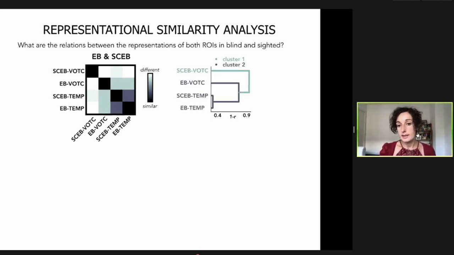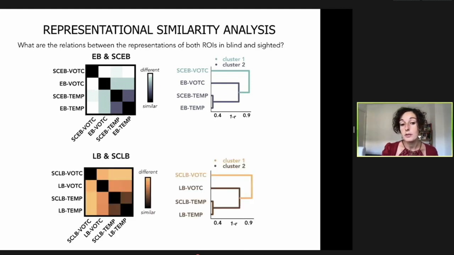Here I represent the clusters in two different colors. And as you can see, one cluster is basically made only of the VOTC of the sighted, while the second cluster includes both the temporal parcels of blind and sighted, and also the VOTC of the early blind, suggesting that the way VOTC represents the auditory categories in early blind is more similar to the way used by the temporal parcels, both in blind and in sighted, compared to the way used by the VOTC in the sighted. And interestingly, we see a very similar profile also in the late blind, in which we find exactly the same two clusters.